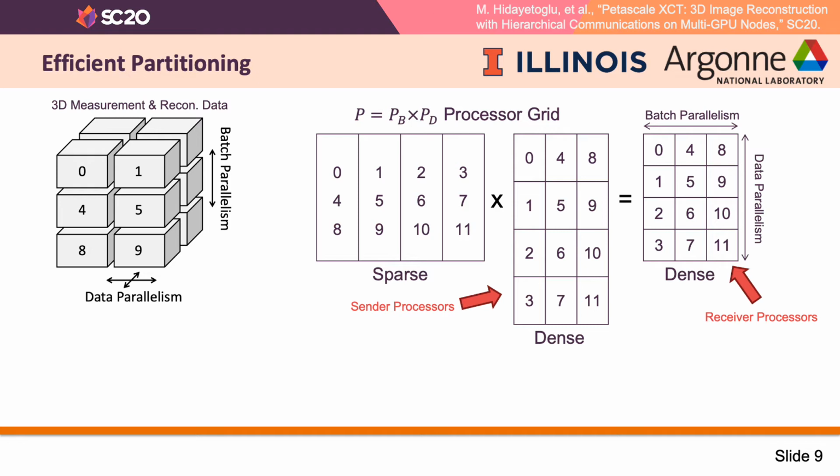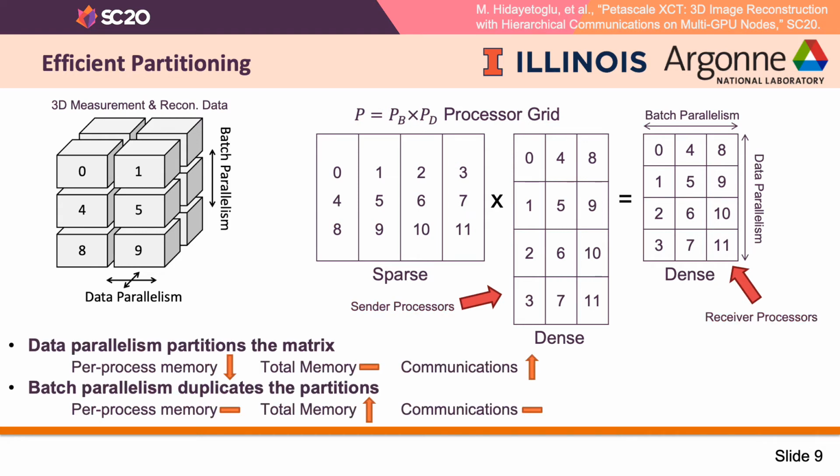We inspect the sparsity pattern during pre-processing and construct the communication data structures accordingly before the iterative solution. As a result, data parallelism reduces the per-process memory footprint but comes with communications. On the other hand, batch parallelism duplicates the sparse matrix for employing more processors in an embarrassingly parallel fashion. We use this observation for topology-aware rank assignment.